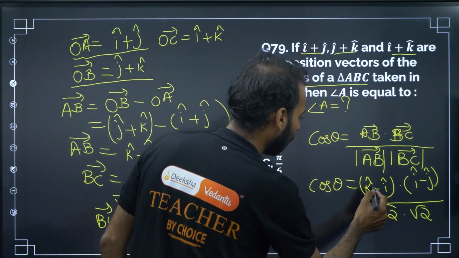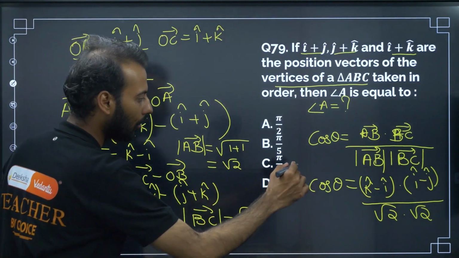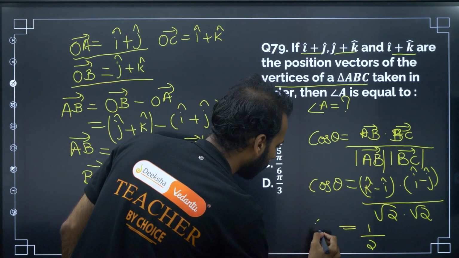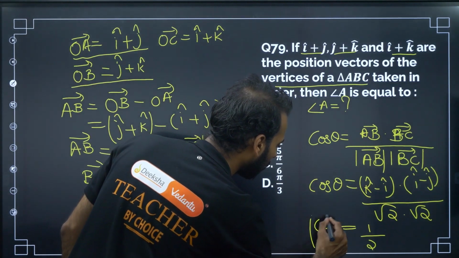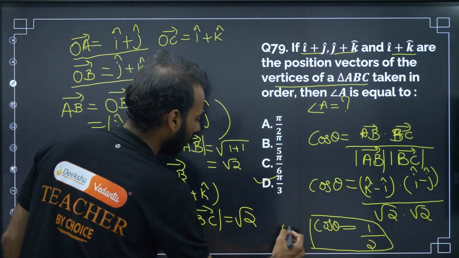Now go for multiplying. k dot i is 0. k dot j is also 0. i dot i is 1, so 1 by 2. Cos theta is equal to 1 by 2. When cos theta is half, theta is pi by 3. So the answer is pi by 3.